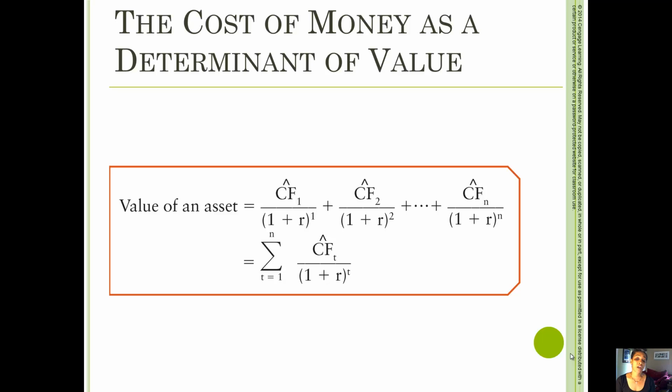So the cost of money as a determinant of value, you can see from this formula that the cost of money is going to be R, and so you can see how that's going to impact the value of an asset, because the higher R is, the lower our present value.